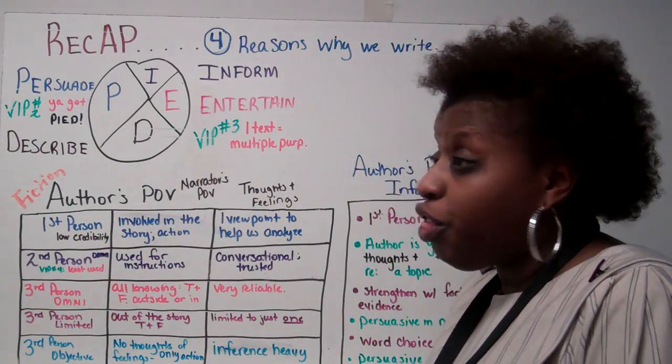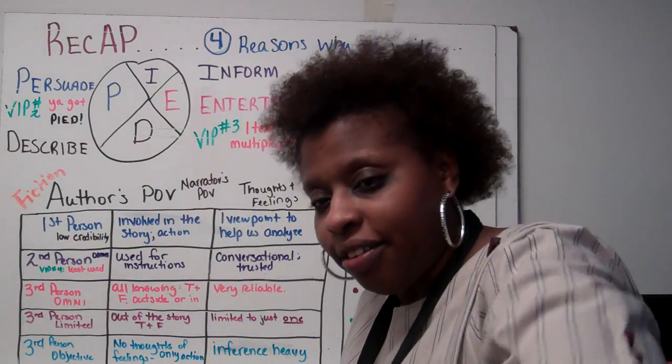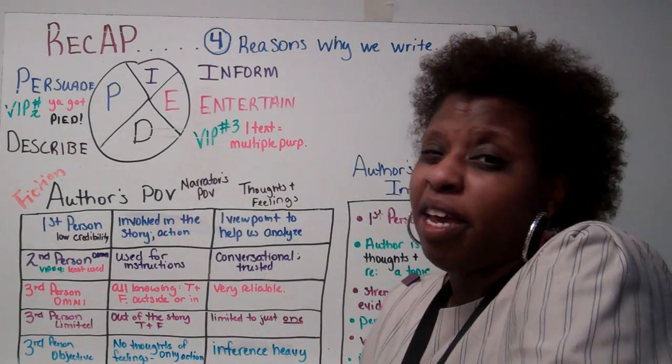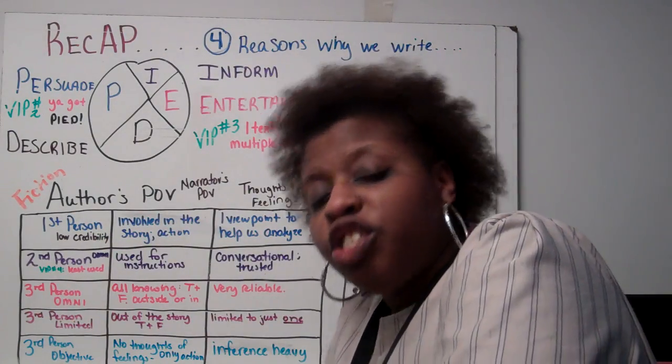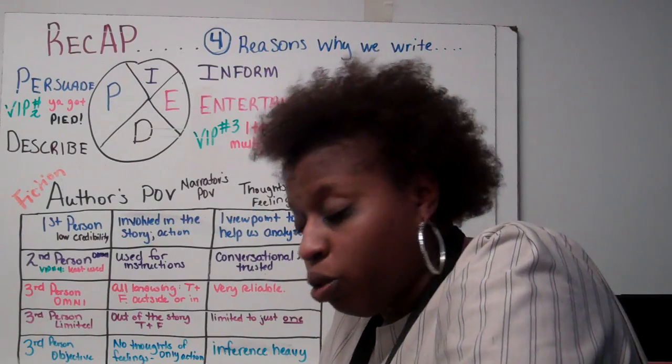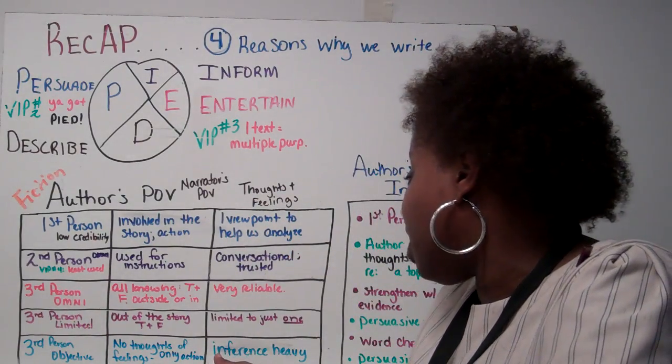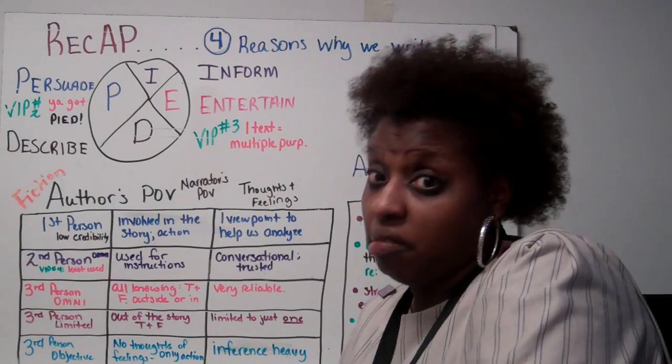Lastly, we have third person objective. Third person objective means no thoughts, no feelings, just the actions as they're happening in the story. So this one you have to really rely heavily on your inferences.